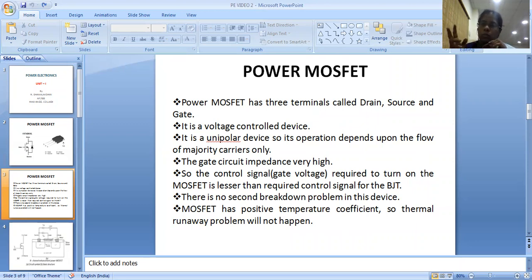We have two types of MOSFETs here, N channel and P channel. The gate circuit impedance is very high, and the control signal required to turn on the MOSFET is lesser than the signal required for the BJT. Here we don't have the second breakdown problem. It also has a positive temperature coefficient, so the thermal runaway problem will not happen here.